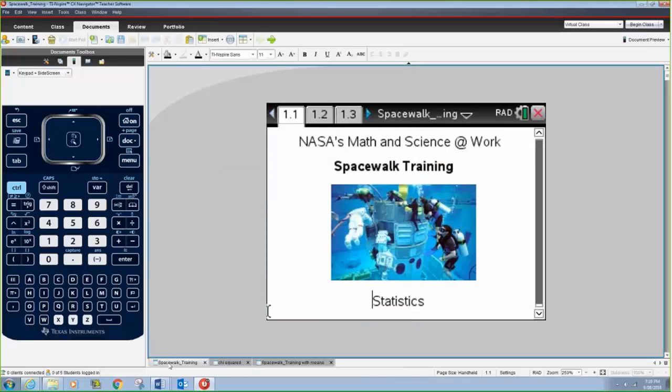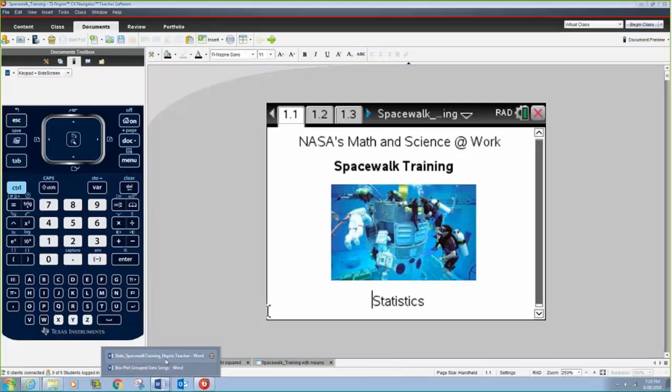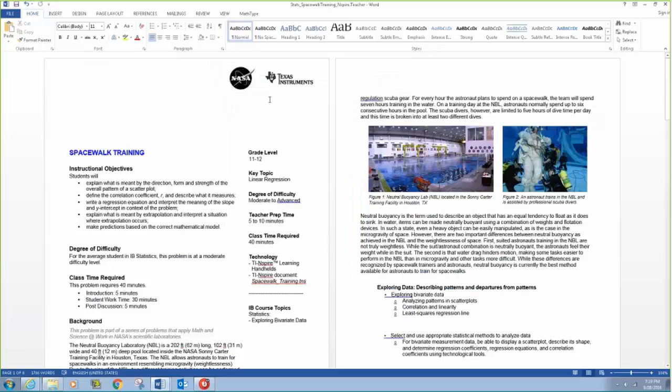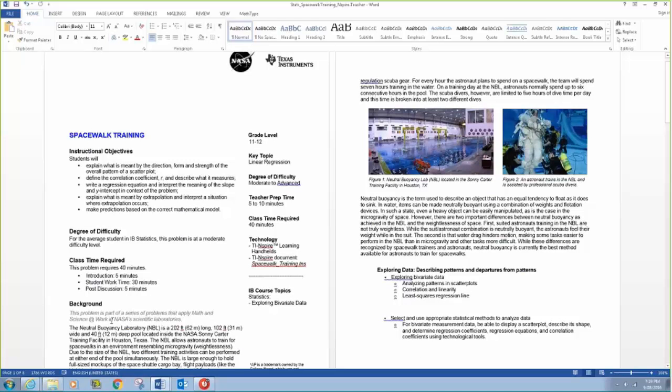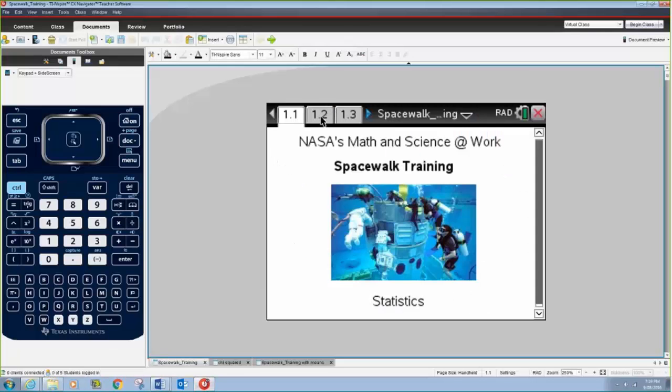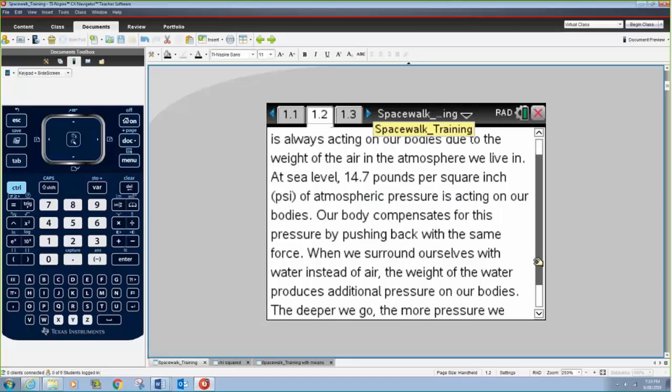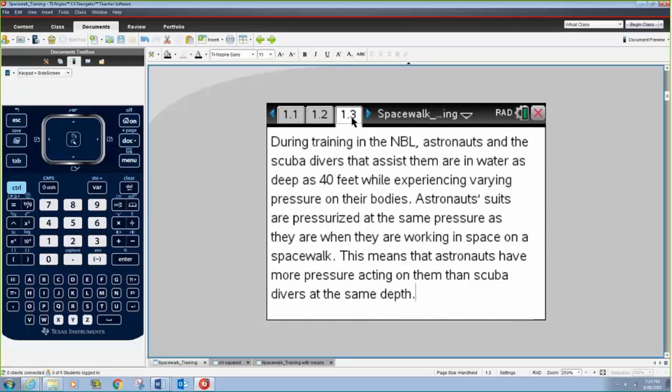The next activity is the one which is on regression, and I actually adapted the activity which is written by NASA, and it's called Spacewalk Training. And we have here NBL, which is not National Basketball League, but Neutral Buoyancy Laboratory, and they actually simulate the spacewalking for astronauts, and it's all very nicely described. I won't be going into details, but actually the file comes nicely prepared with all description here, so the students can read, and there is also a student's handout.